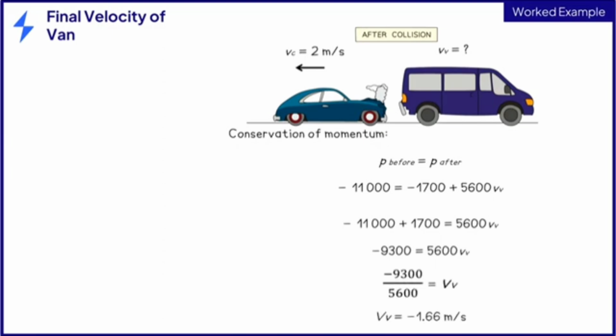Rearrange and simplify to get minus 9,300 is equal to 5,600 times the velocity of the van. Then divide both sides by 5,600 to get the final velocity of the van, which is equal to minus 1.66 meters per second for the final mark. This means the van continues reversing, but due to the impact with the car, does so at a slower speed. Show each step of the rearrangement so you are less likely to make a mistake.